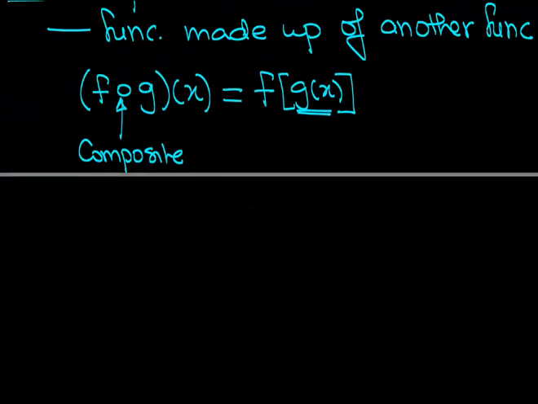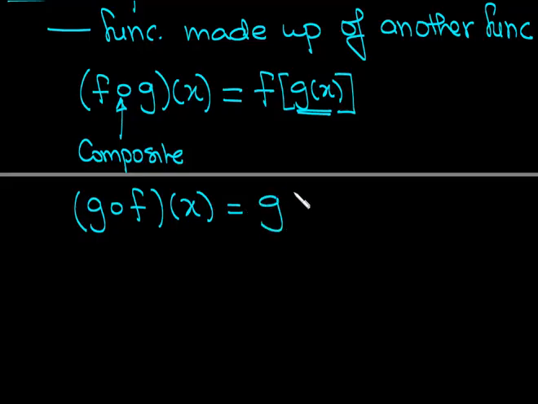Similarly, if you reverse the order, we get g ∘ f of x. That would be g of f of x, where g is made up of f of x. Remember, this is not multiplication like we had earlier, f times g of x. That's different. This is composites.